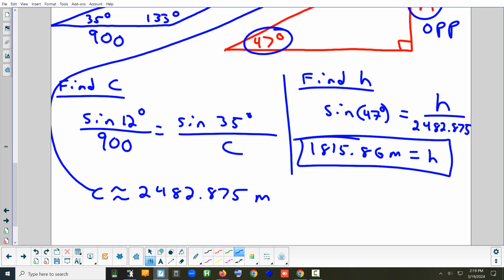Is that how they figured out the height of Mount Everest? I don't know. I'm sure they've done it different ways as technology's gotten better. But maybe at one point that might have been a method they used.